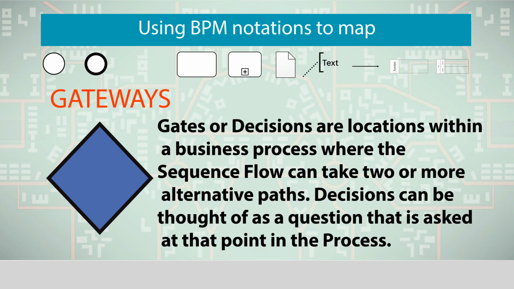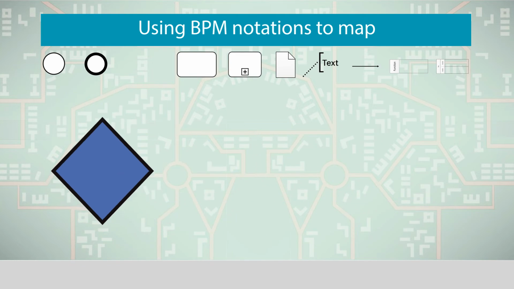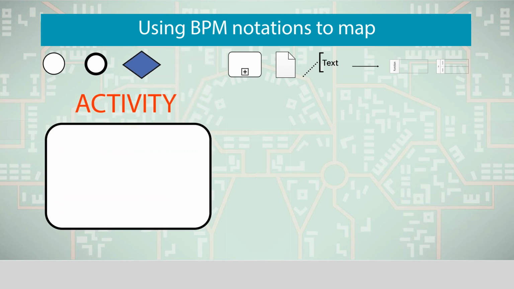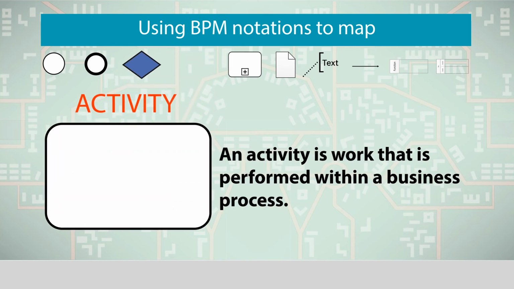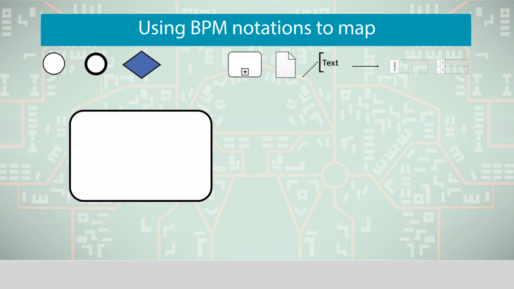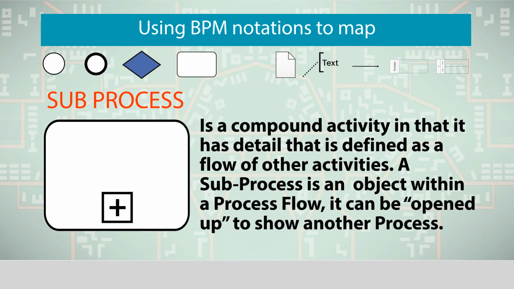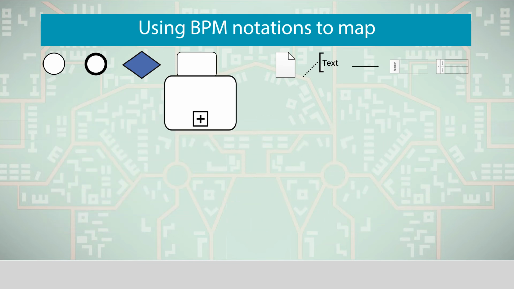Gateways. Gates or decisions are locations within a business process where the sequence flow can take two or more alternative paths. Decisions can be thought of as a question that is asked at that point in the process. An activity is work that is performed within a business process. Sub-process is a compound activity in that it has detail that is defined as a flow of other activities. A sub-process is an object within a process flow. It can be opened up to show another process.